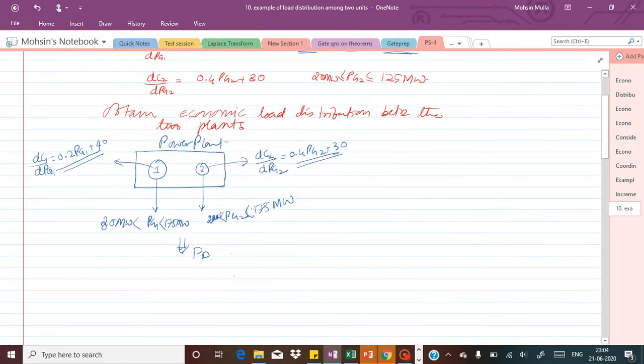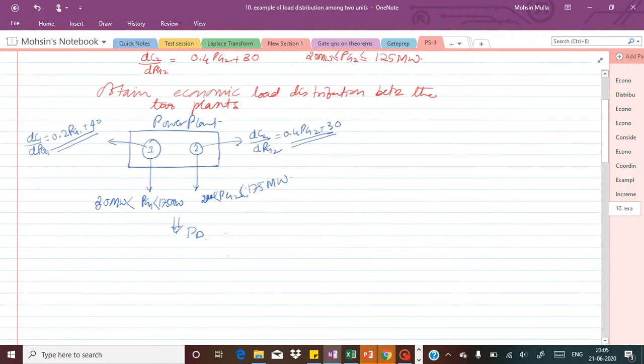Since these two plants have their own minimum and maximum capacities, we have to obtain the incremental fuel cost between those ranges, and see which of the plants is operating at the minimum incremental fuel cost at a particular generating value. Let us first begin with the minimum values of the two generators, because when started they should be generating a minimum of their prescribed values, 30 and 20 megawatt respectively.